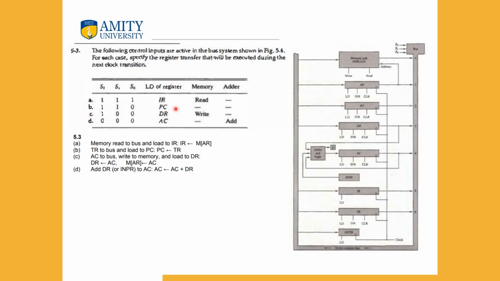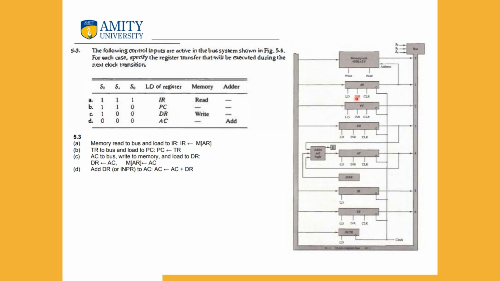Then we have the load register of the program counter set to 1. Hence we will load the temporary register onto the bus, and then the data will be loaded into the program counter, PC. Fine.